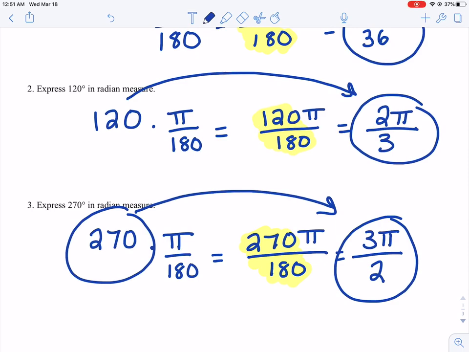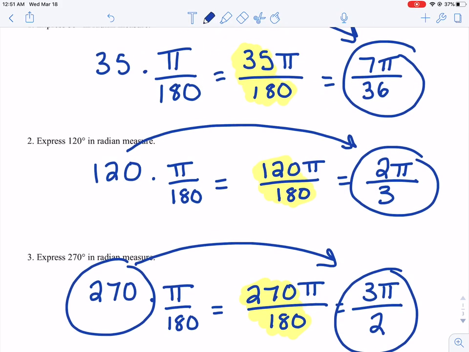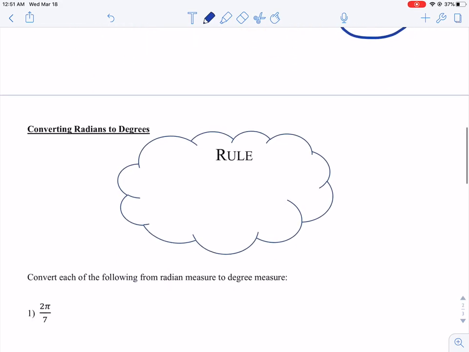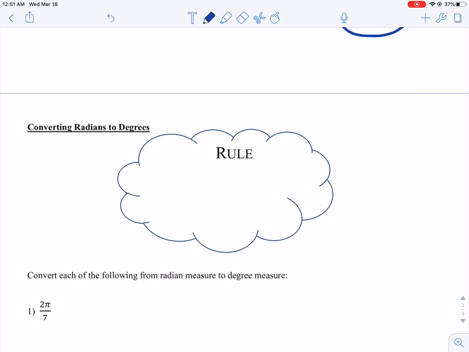Just like how we have inches and feet and meters and kilometers and miles, those are all different units to measure distance. Well, degrees and radians are different units to measure angles. So let's go the other way. What if they gave me one of these weird, crazy radian numbers and I had to go to degrees? My rule is going to be multiply by 180 over pi.